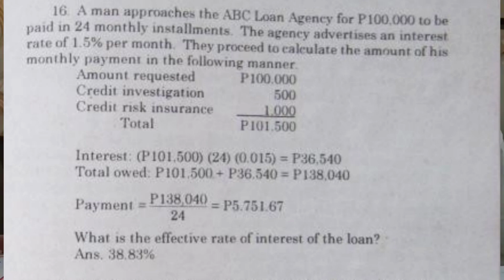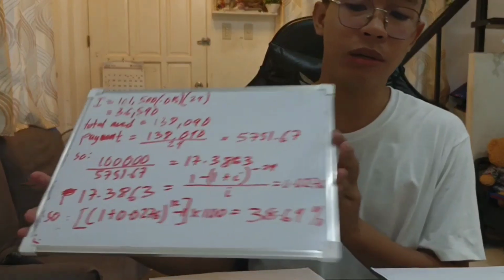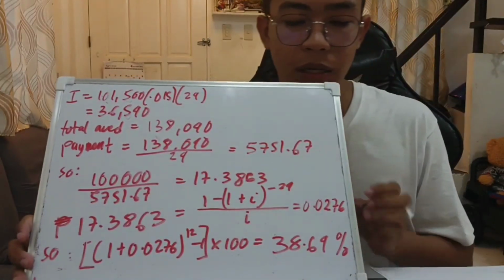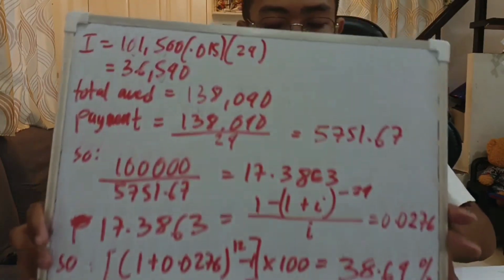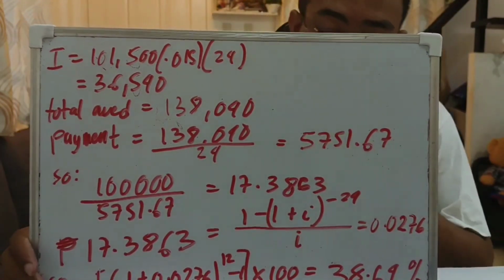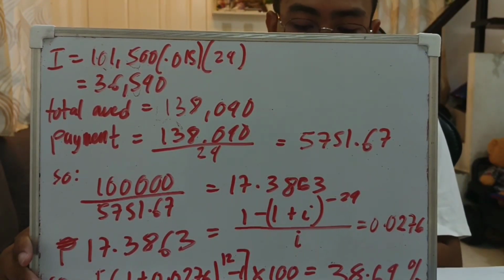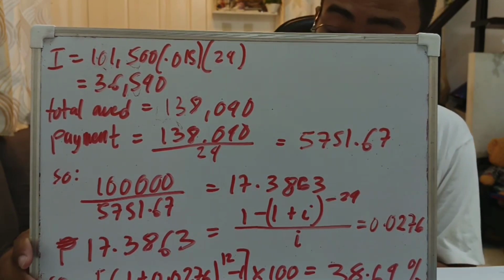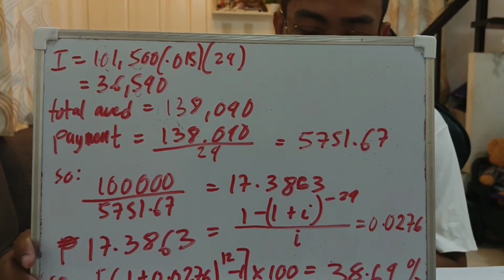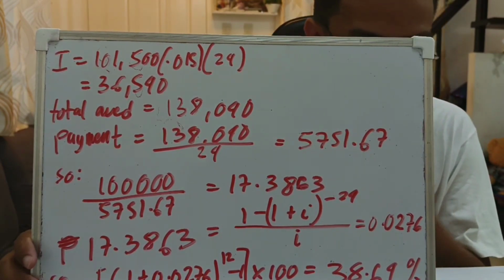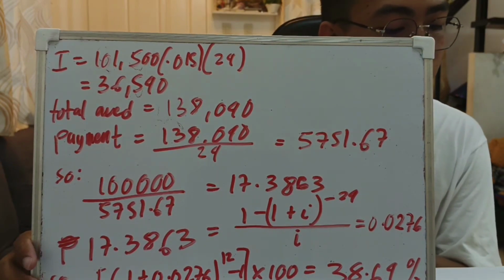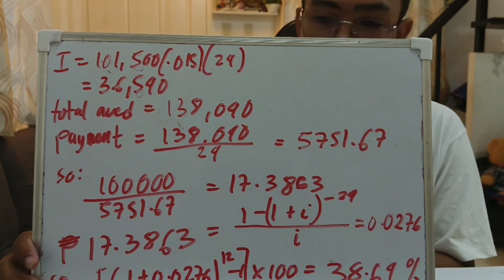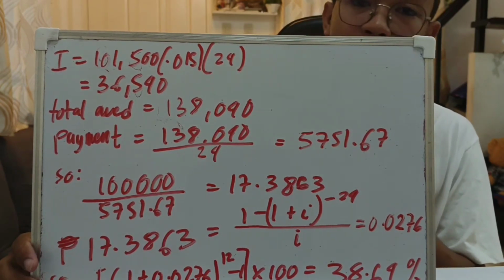The agency advertises an interest rate of 1.5% per month. They proceed to calculate the amount of his monthly payment in the following manner. So we have six solutions here. We should find the interest, use it to calculate the total owed, and use the total owed to calculate the payment, then use the rate of interest of the loan to calculate the peso that we will be using to find the interest of the account, and then use the interest to find the effective rate.